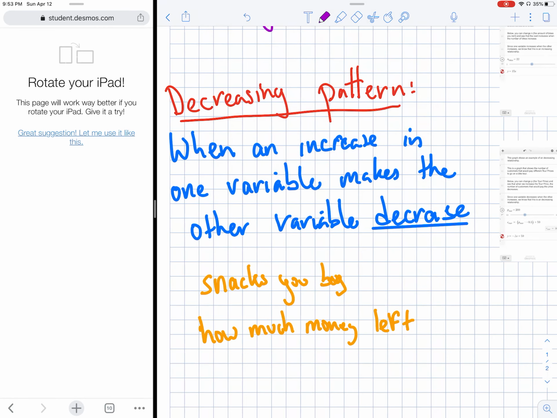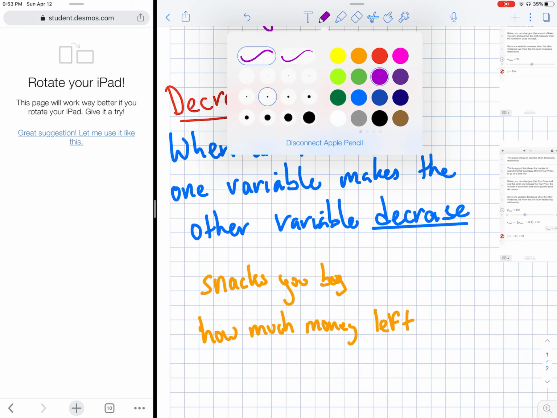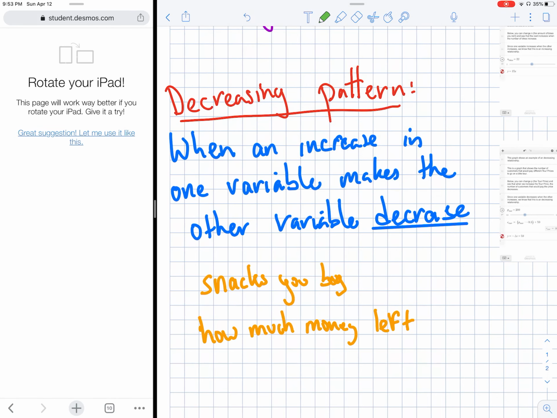So if I buy snacks, let's say that I buy more snacks. Let's say that I increase the number of snacks that I buy. The amount of money that I have left isn't going to increase, it's going to decrease, right? So when I increase the number of snacks that I buy, I decrease how much money I have left. So a decreasing pattern is when an increase in one variable makes the other variable decrease.